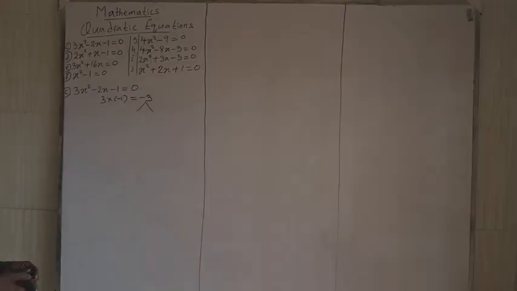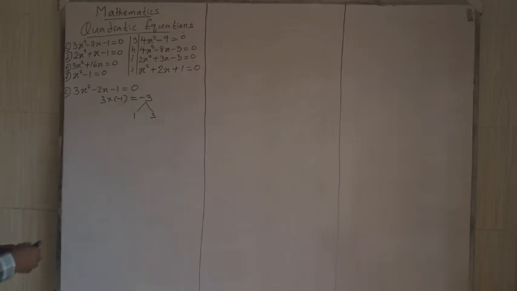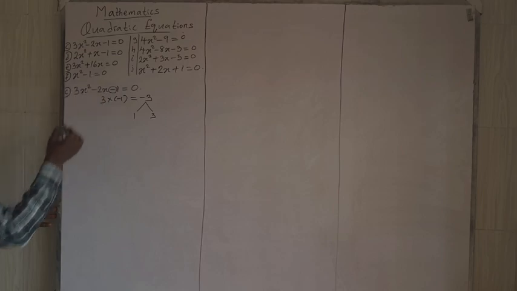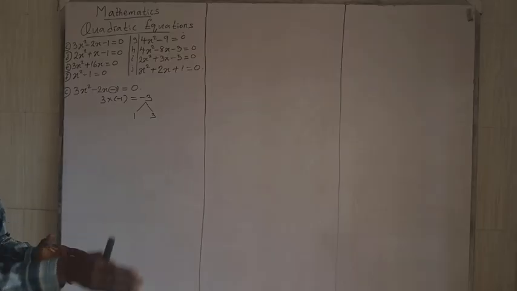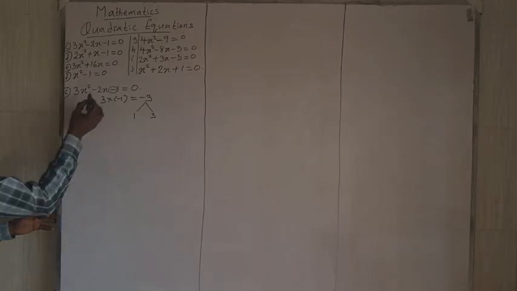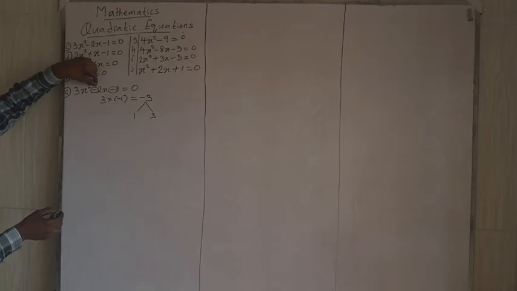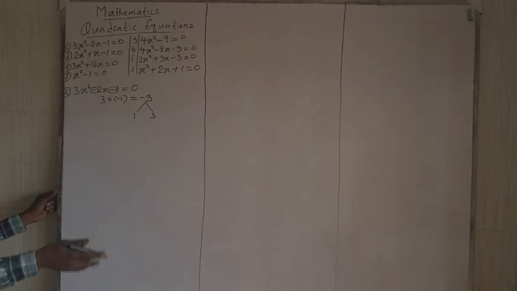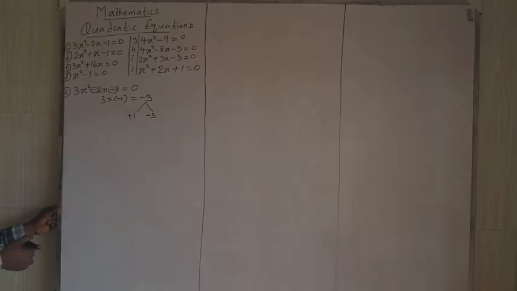3 is a prime number. That means it has only two factors, 1 and itself. We have this to be 1 and itself. But we have a negative sign here, which is minus. That means that we have different signs. The pair has different signs. One will be positive and one will be negative. Which one will be positive and which one will be negative? This implies that the bigger number will be negative and the other will be positive. We have this to be negative and this to be positive.